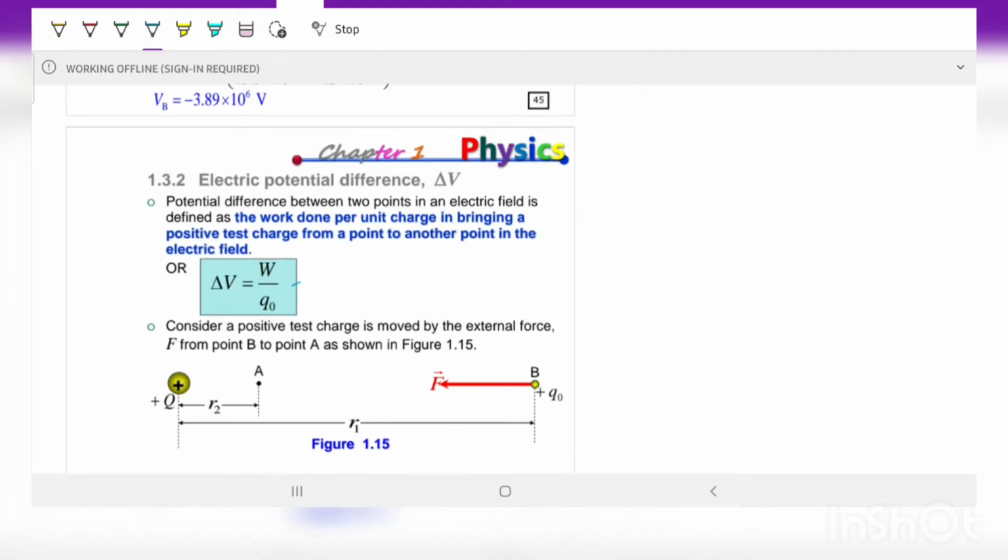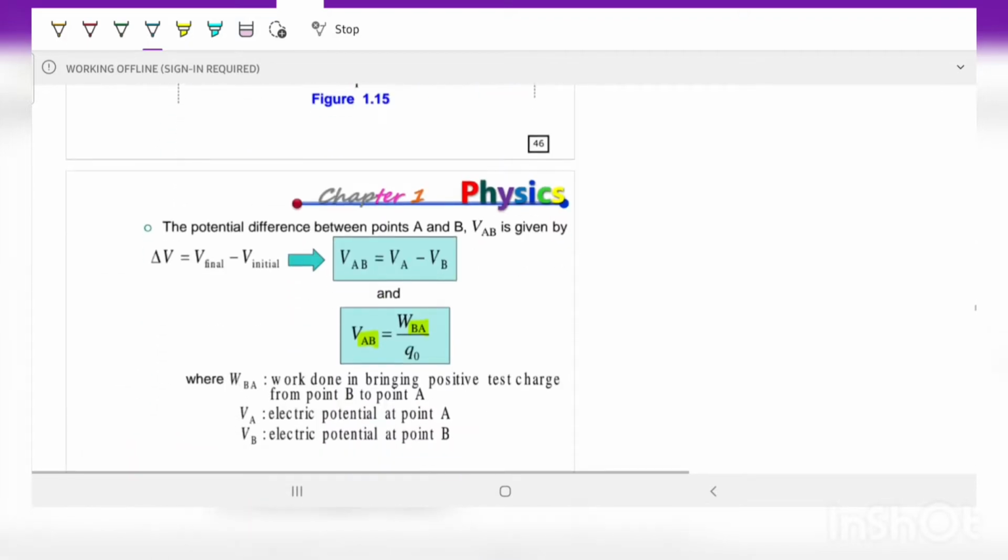Electric potential difference delta V, yang ni pun dah hari tu explain. Okay, potential difference VAB, if ada juga yang tanya, cikgu siapa nak tolak siapa. Okay, potential difference between point A and point B, so VA tolak VB.